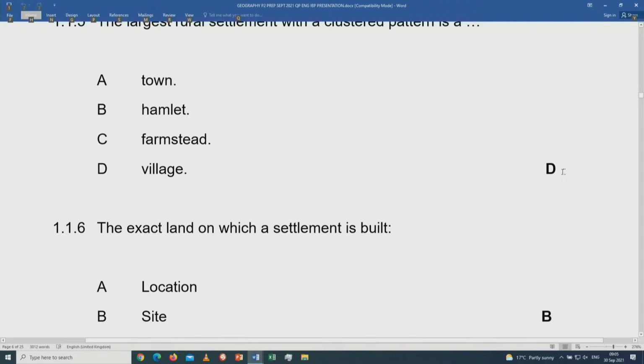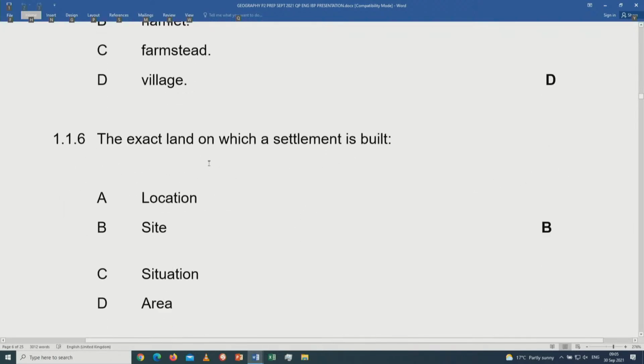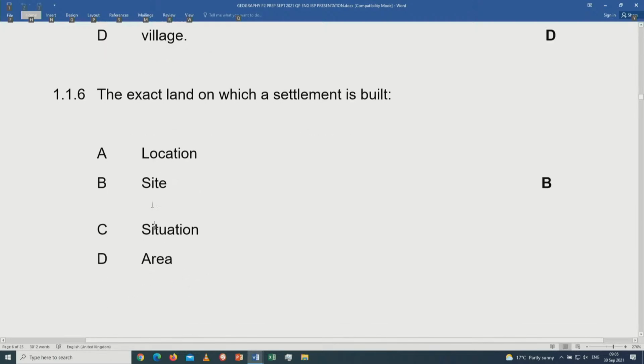Then you have 1.1.6. The exact land on which a settlement is built. We have A, location. B, we have site. C, we have situation. D, we have area. So the exact land on which a settlement is built is site. So the correct letter is B.